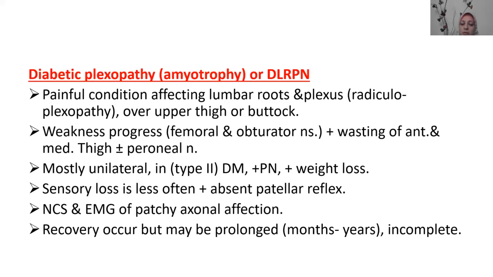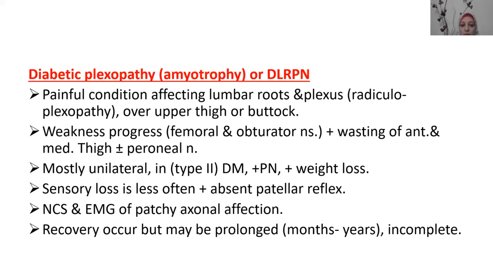There is progressive weakness over the femoral and obturator nerves, and wasting of the anterior and medial thigh compartments, and it may involve the peroneal nerve also. The patient complains of weight loss. Sensory loss is less common, with an absent patellar reflex.